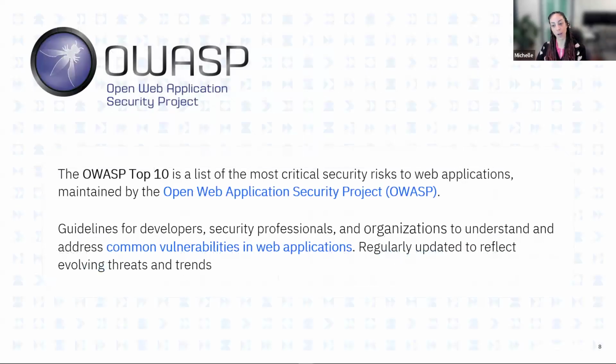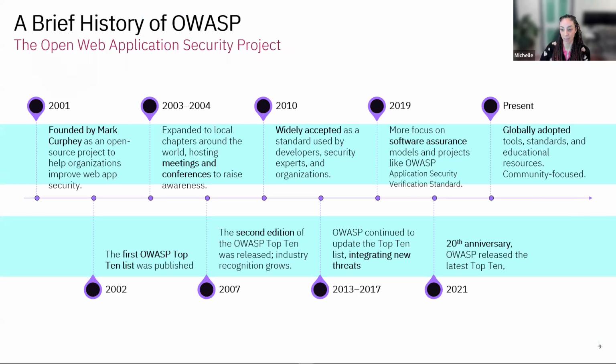Now we're going to talk a little bit more about OWASP. What even is it, right? So it's an organization. They create this list of top 10, right? These are the most critical security risks to web applications, and it's maintained by the Open Web Application Security Project, hence OWASP. It's a guideline for developers, security professionals, and organizations to address the most common vulnerabilities seen in web apps, and it's updated pretty regularly to reflect what we are seeing occurring in the real world. It's not a static list. They're pretty consistent about updating.